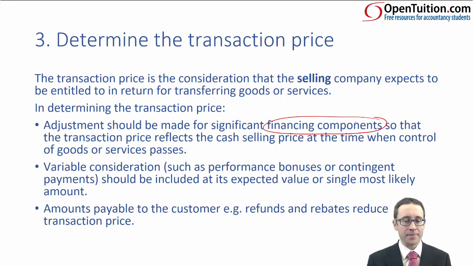Okay. Variable consideration, so if there's performance bonuses, contingent payments, include those at their expected or most likely amount. Again, that's when they are more likely than not to go through and be received. Okay, if you don't expect to receive them, don't include it. But I'd have thought that if you've got a performance bonus or contingent payments, the reason they are in there is that you are going to meet them. So that would usually be included within the transaction price.